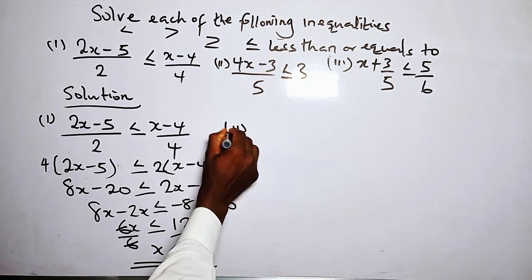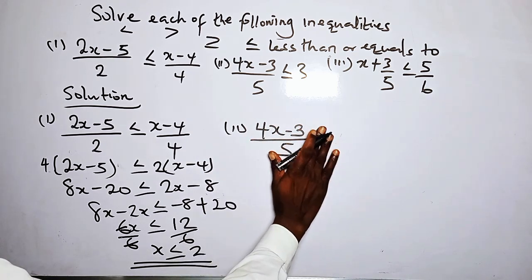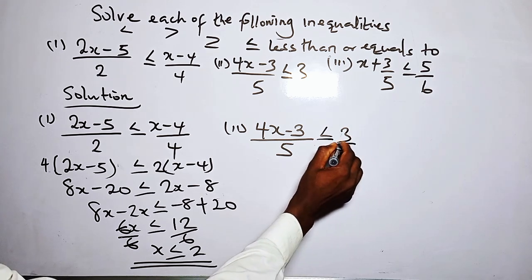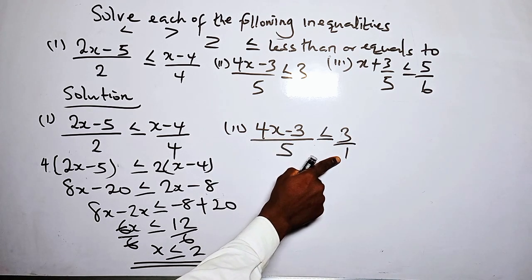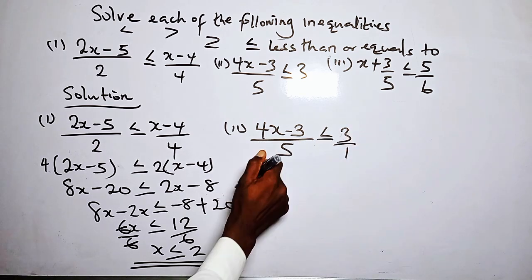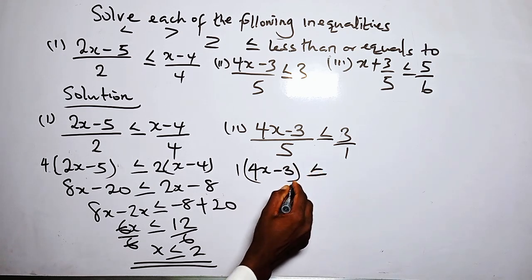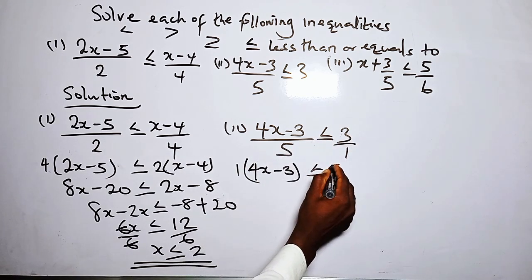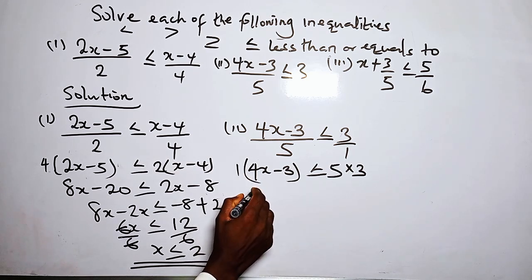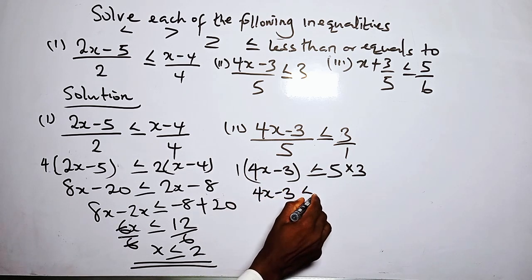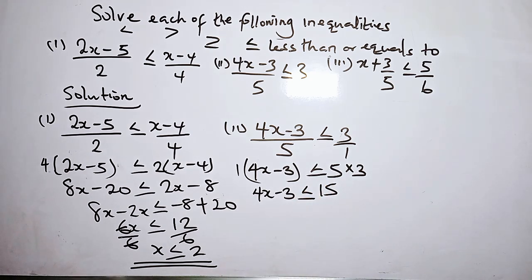For the second question, we have 4x minus 3 over 5 less than or equals 3, so let's assume we have 1. So we multiply this with this, we multiply this with this, so here we have 4x minus 3 times 1 less than or equals, when we multiply this with this, we have 5 times 3. So when we multiply this with 1, we have 4x minus 3 less than or equals, for 5 times 3, we have 15. So what do we do now?